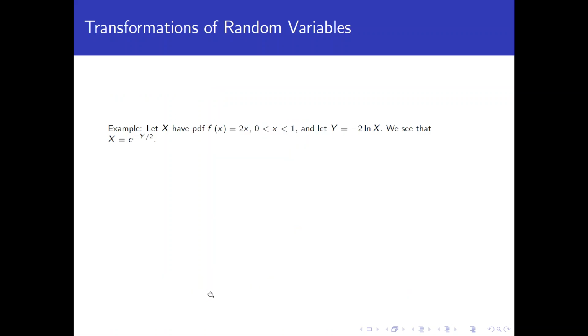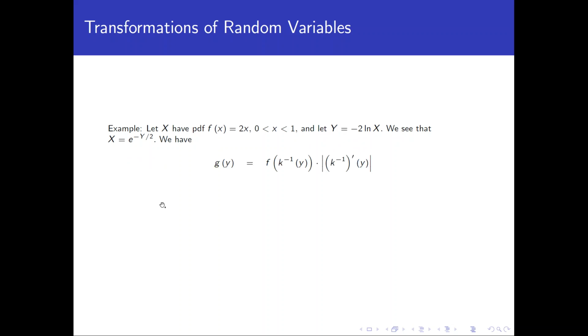Let's do a couple of examples here, just showing you how the formula works. Let's take the PDF of 2x. Let y equal negative 2 log x. So if we look at the inverse function, x as a function of y, we would divide both sides by negative 2 and then do e to that power. So we get x as e to the negative y over 2.